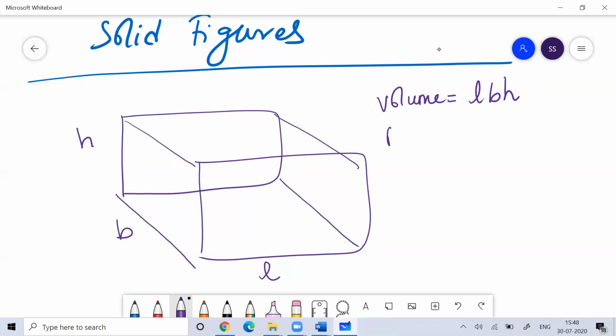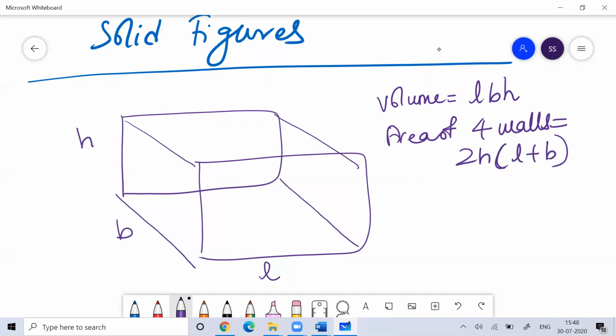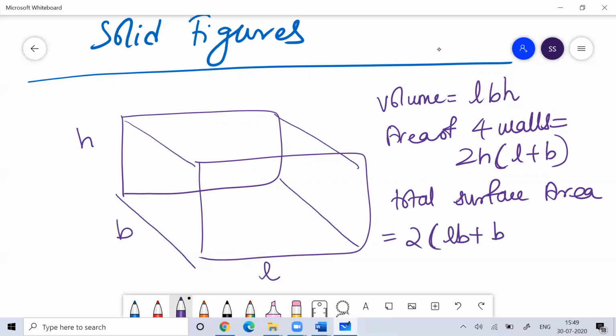When you talk about the area of four walls, the formula we follow is 2h into (L plus B). This is the formula for the area of four walls. For the area of the ceiling, you can use length into breadth. Then the total surface area would be equal to 2 into (length into breadth plus breadth into height plus length into height), because six surfaces are there. So this is a cuboid.